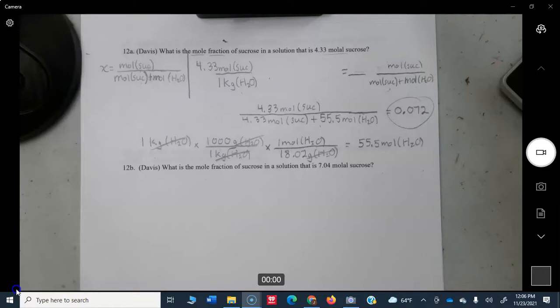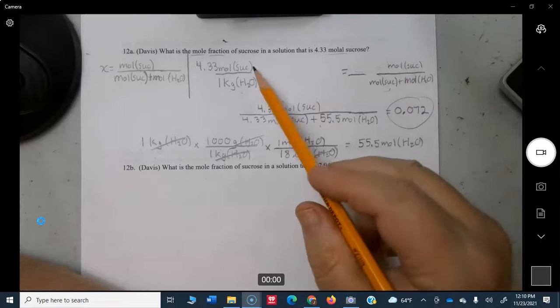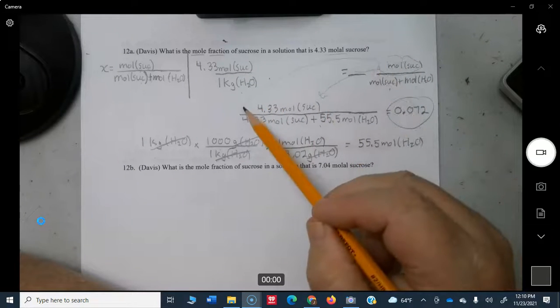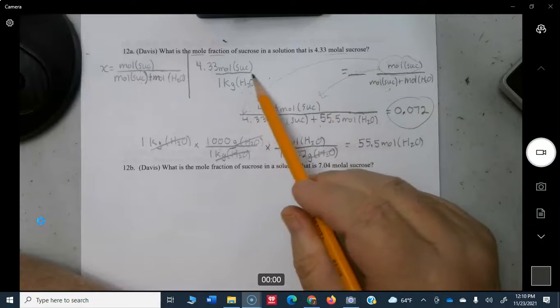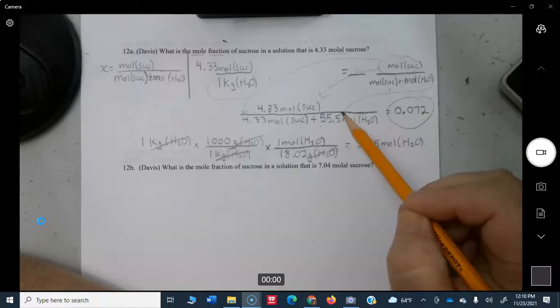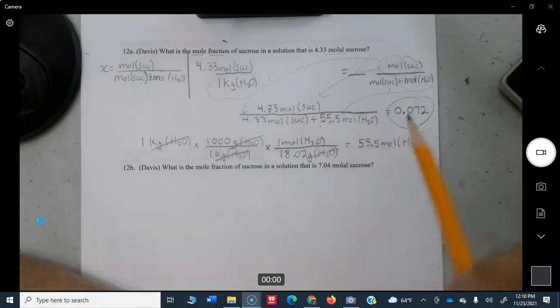Okay, you go ahead and do the next one, 12b. Again, this problem is a little bit different. You have to do it in pieces. You're given this, so that number is going to go there and down there, and then you have to figure out how many moles are in a kilogram of water. So moles of H2O, and once you figure that out, that's going to go there. That gives you your final answer. All right, you do 12b, and I'm going to move on to 13a.